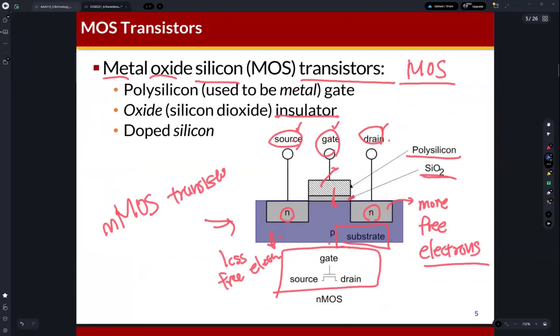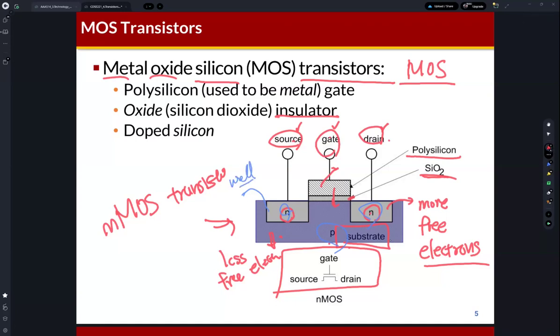So this is the structure of an NMOS transistor. There are two kinds of transistors: PMOS transistor and NMOS transistor. In the previous class, we learned about the NMOS transistor. In the NMOS transistor, we use a p-type substrate and n-type silicon for the drain and source nodes. This is called the well.